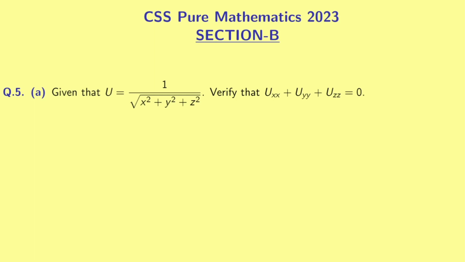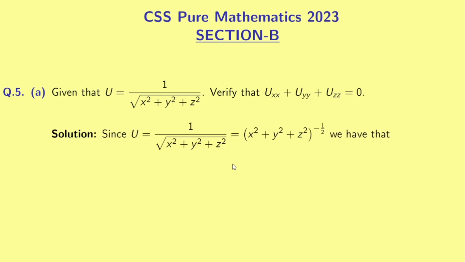We are still in section B, and this is question 5, item A. It says that given that u equals 1 over the square root of x squared plus y squared plus z squared, verify that uxx plus uyy plus uzz equals 0. So the problem asks us to verify that the function u satisfies Laplace's equation. As we will see, this problem is just straightforward calculations of partial derivatives.